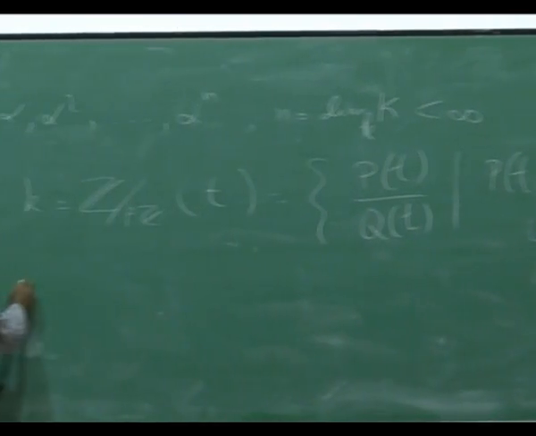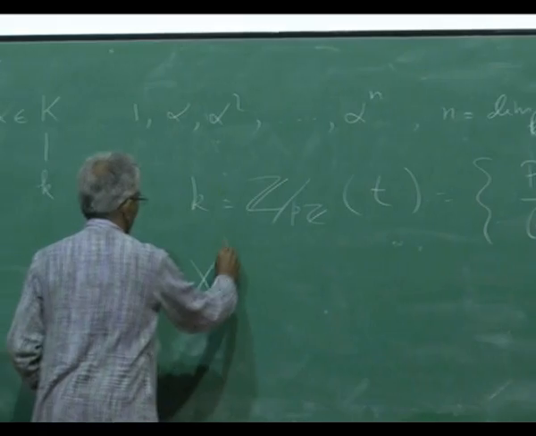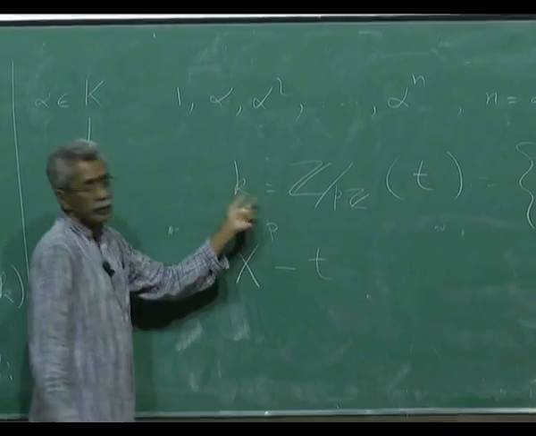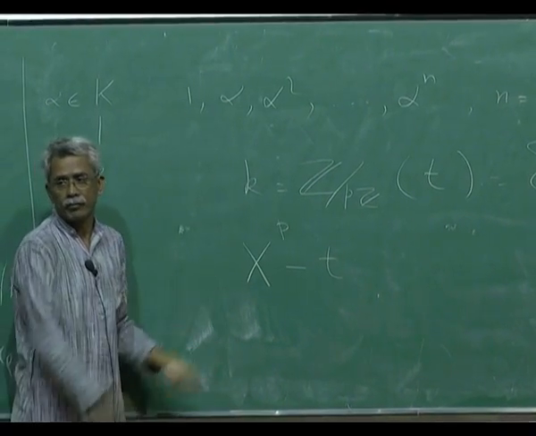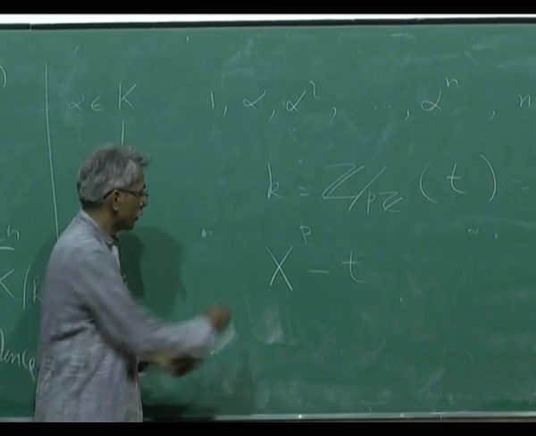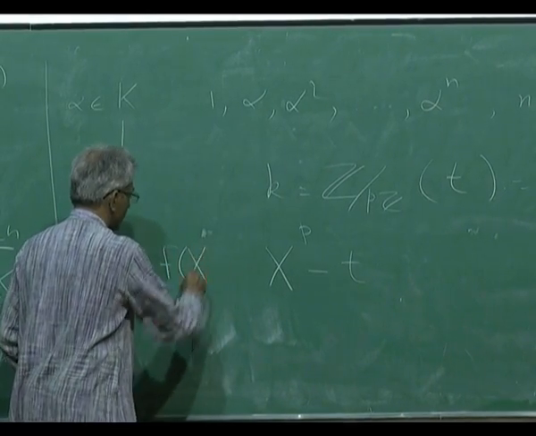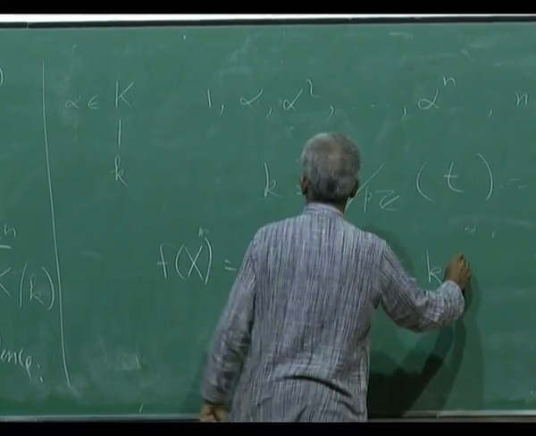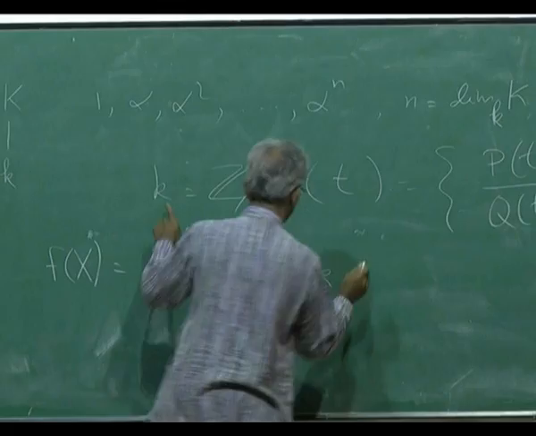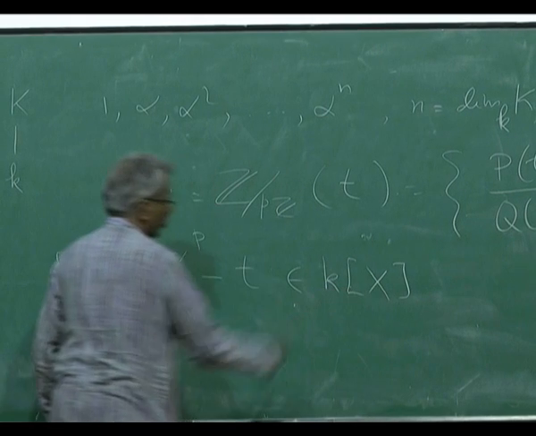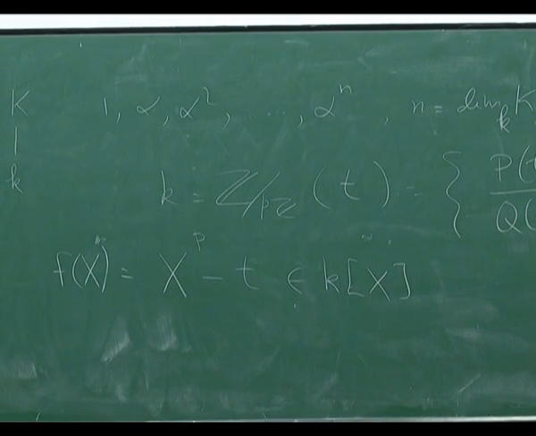Now consider the polynomial x^p minus t. You cannot factorize it in here. There is no way you can factorize it. Now let us call this f(x). This is a polynomial in K[x]. It is a polynomial in x with coefficients from K.